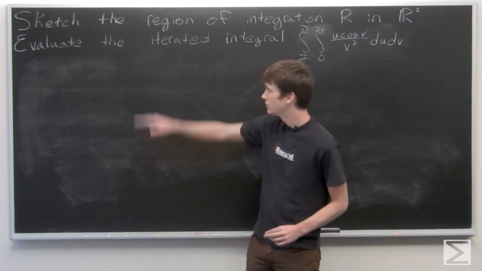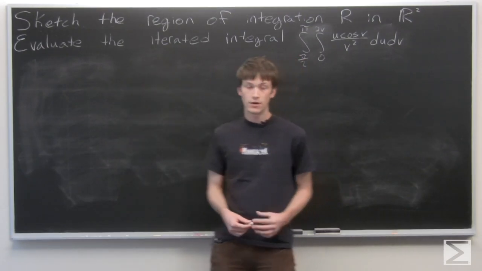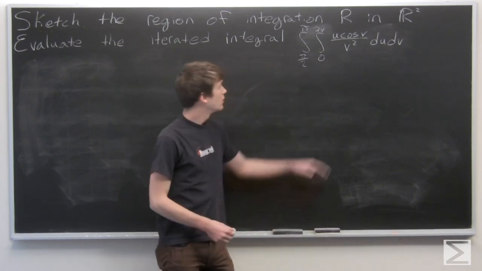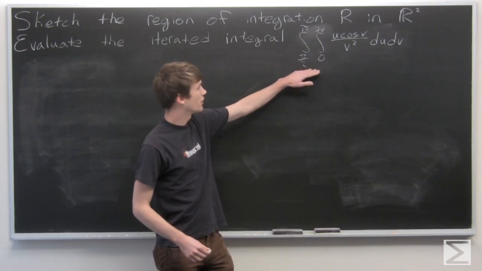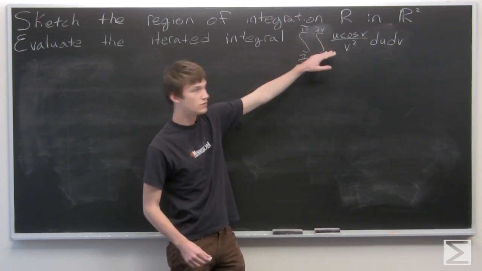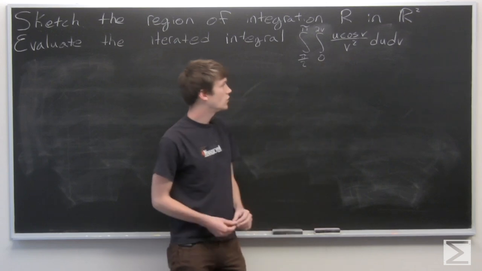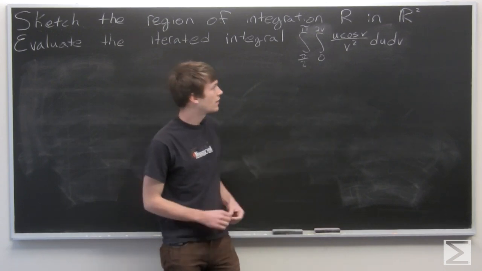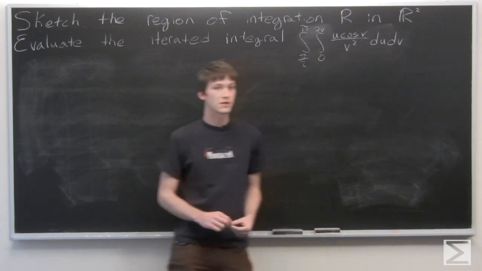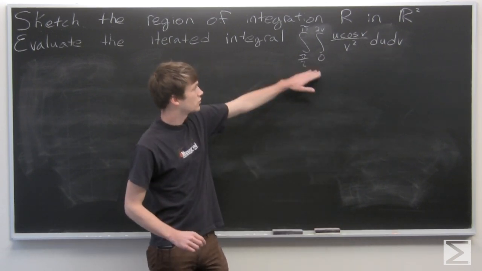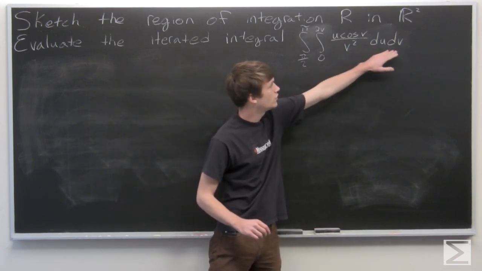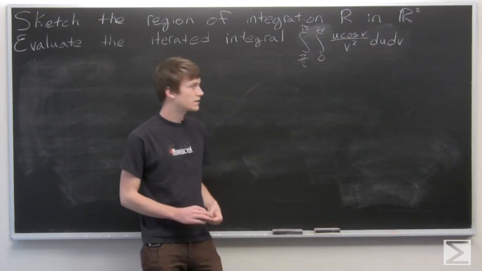In this problem, we're asked to sketch the region of integration R in R2 and then evaluate our iterated integral, where our integral is from pi halves to pi and from 0 to 2v of u cosine v divided by v squared du dv. So we want to sketch our region of integration, and we have our variables u and v, which isn't our normal x and y.